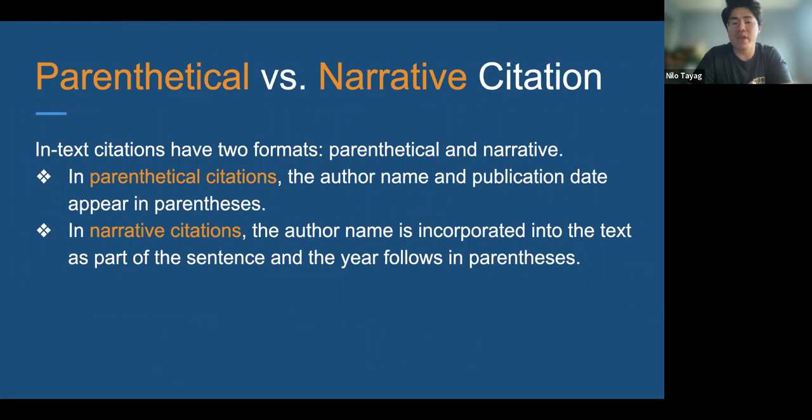As opposed to that, we have narrative citations, where the author's name and the year in parentheses, the publication year that is, are incorporated directly into the text of your paper as part of the sentence. So let's look at a couple of practical ways that those are used.